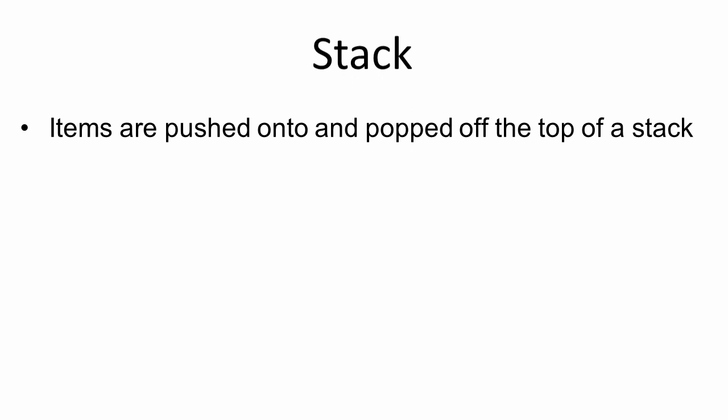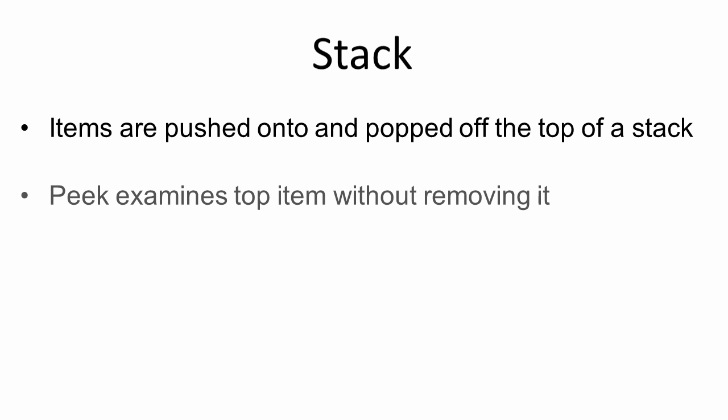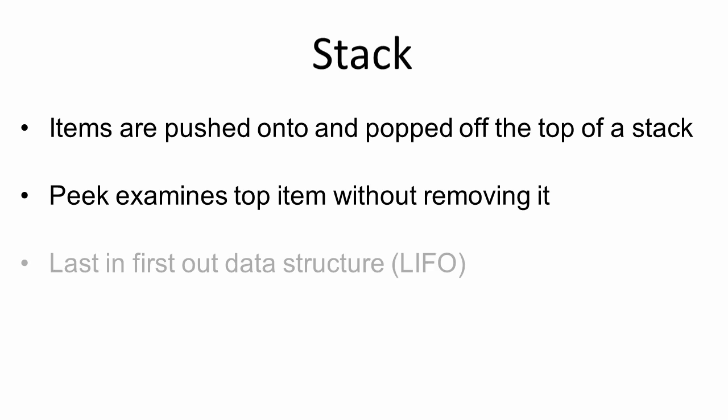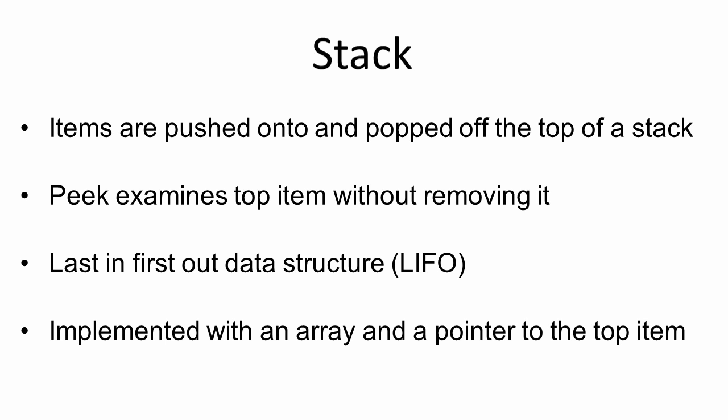Now let's look at our next Big O complexity. We're going to look at operations of the stack data structure. With a stack, items are pushed onto and popped off the top of the stack. A stack might also include a peek operation, which looks at the top item without actually removing it. A stack is known as a last in, first out data structure. And it's usually implemented with an array and a pointer to the top item.